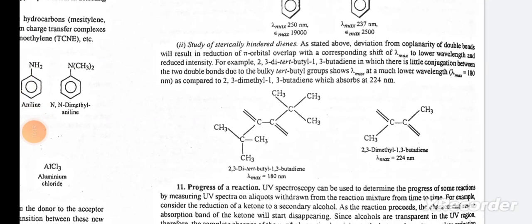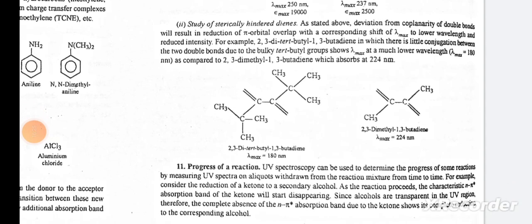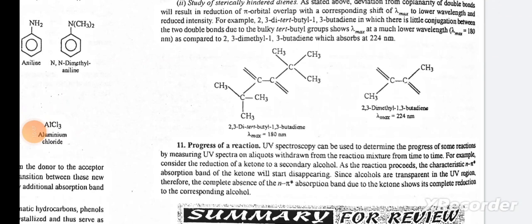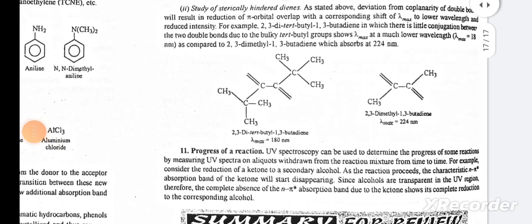Study of sterically hindered dienes. As stated above, deviation from coplanarity of double bonds will result in reduction of pi orbital overlap with the corresponding shift of lambda max to lower wavelength and reduced intensity. For example, 2,3-di-tertiary butyl 1,3-butadiene, in which there is little conjugation between the two double bonds due to the bulky tertiary butyl groups, shows lambda max at a much lower wavelength as compared to 2,3-dimethyl 1,3-butadiene, which absorbs at 224 nm.